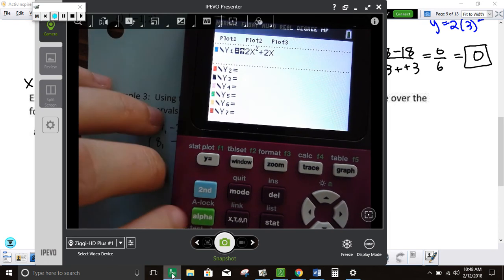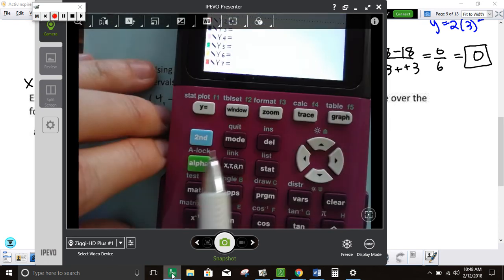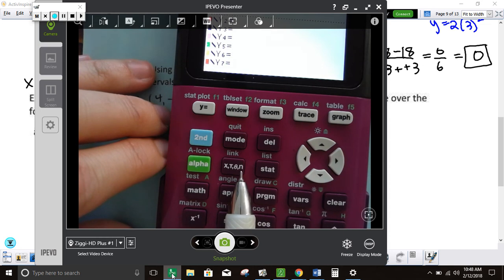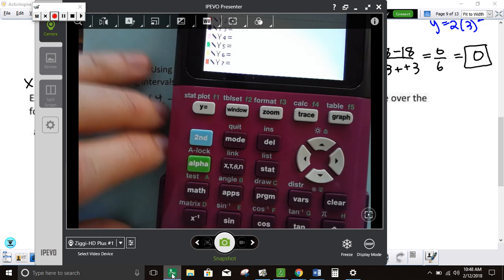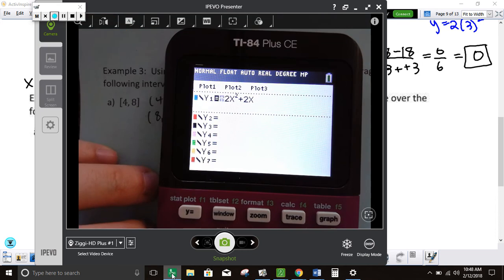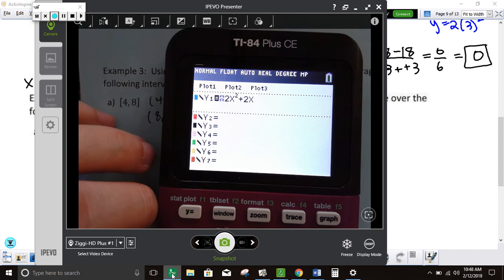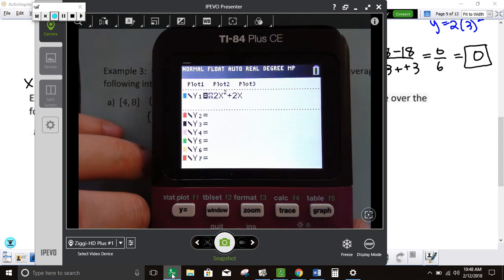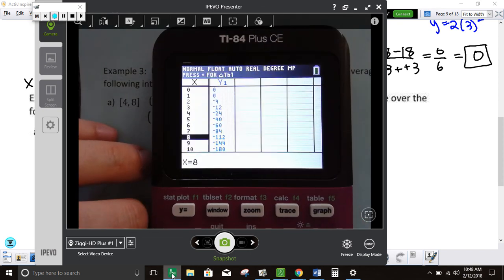After I plugged it into the y equals, I'm going to go second graph. There's an X button right next to the alpha button. It says X, T, theta, N. There's your variable button. I think the X is the catch-all for all of those variables, and T, theta, N are just common variables that we use. So then second graph will bring me to the table.